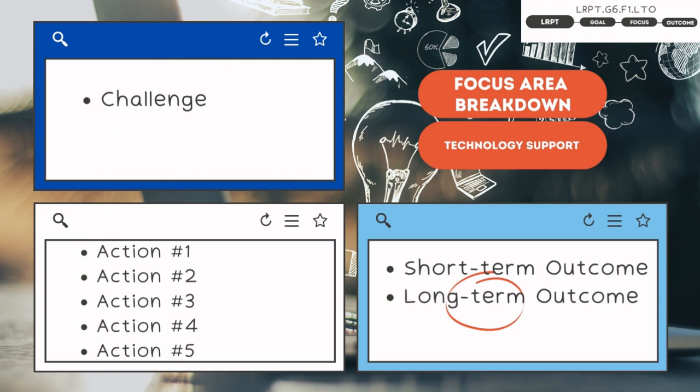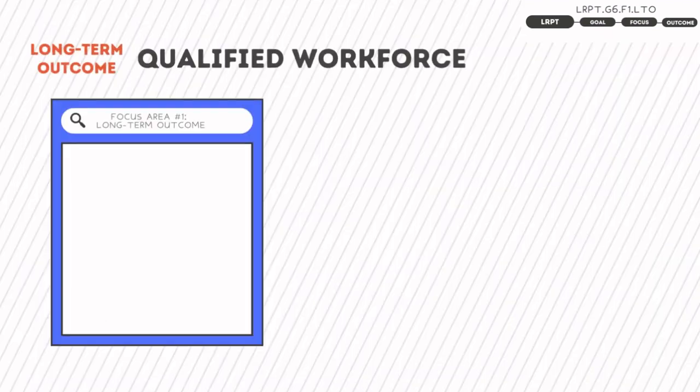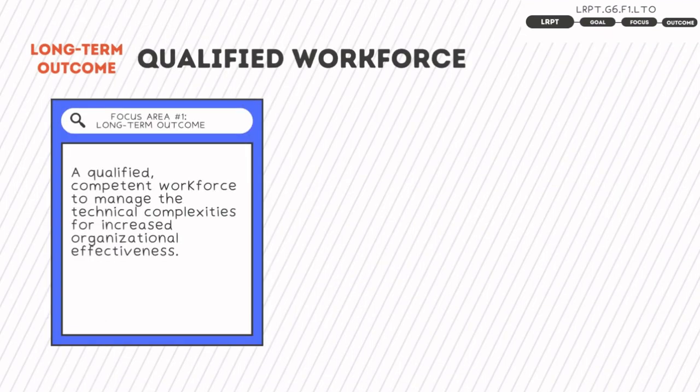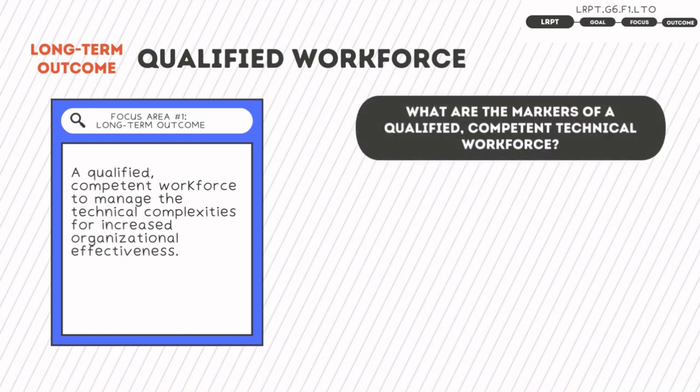Lastly, let's review the long-term outcome. The long-term outcome of this goal is a qualified, competent workforce to manage the technical complexities for increased organizational effectiveness. What are the markers of a qualified, competent technical workforce? What would you look for in this team to describe them this way? What does retention look like to get to this point?